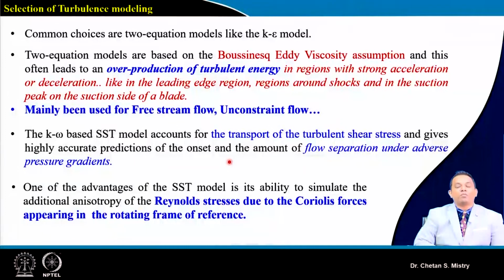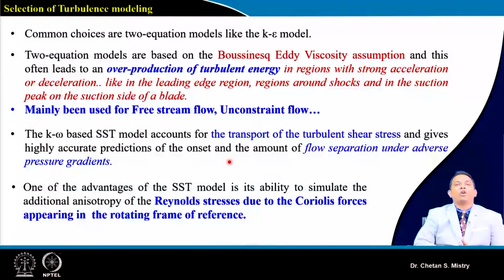Now the K epsilon model is based on the assumption of Boussinesq eddy viscosity. When it is used for analysis of turbomachinery, it gives excess calculation of turbulence energy. Because the flow is accelerating somewhere and decelerating somewhere, especially at the leading edge. In the same way shock formation happens, and the flow on the suction surface, as we know, is very challenging. So under that configuration, the K epsilon model will not work fine.